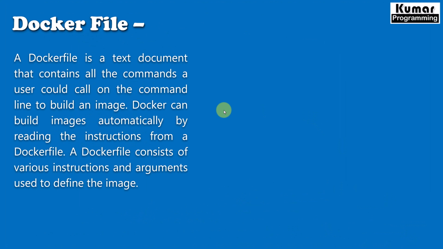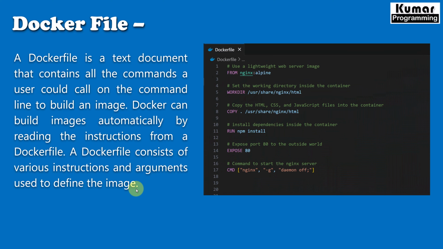So a Dockerfile is a text document that contains all the commands a user could call on the command line to build an image. Docker can build an image automatically by reading the instructions from a Dockerfile, and a Dockerfile consists of various instructions and arguments used to define the image. Okay, it's very simple. Now let's see what a Dockerfile looks like.